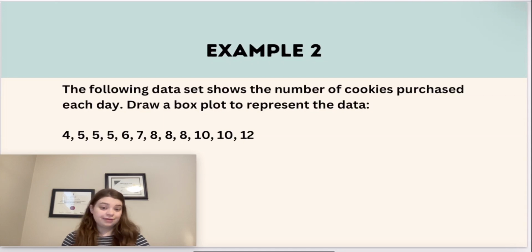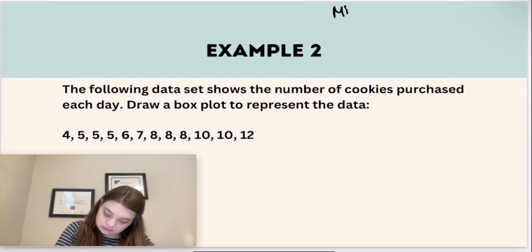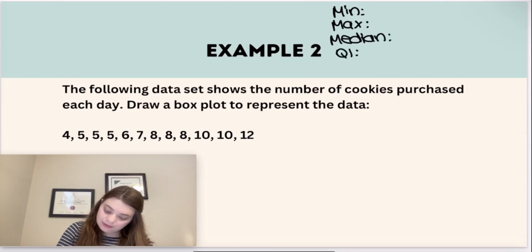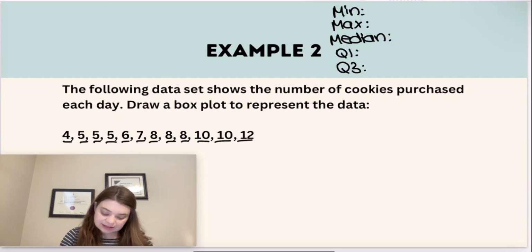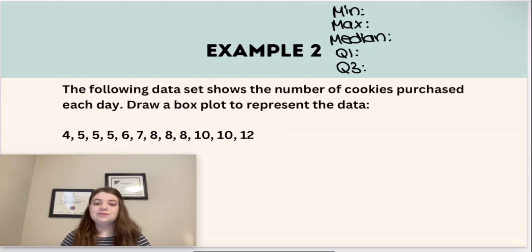Before I think about drawing that box plot, I first need to know the key things about the box plot. First I need to find the minimum, the maximum, the median, Q1 or lower quartile, and Q3 or upper quartile. In this case, I'm going to start by just counting up how many numbers there are. 1, 2, 3, 4, 5, 6, 7, 8, 9, 10, 11, 12. Okay, so if there's 12 numbers, that's an even amount. That means there's going to actually be 2 different middle numbers.